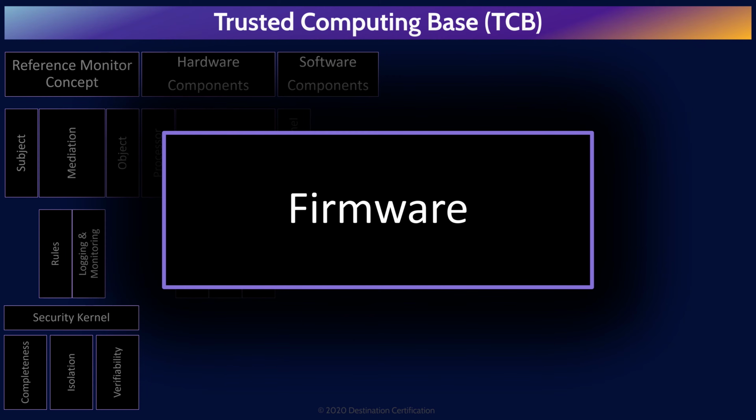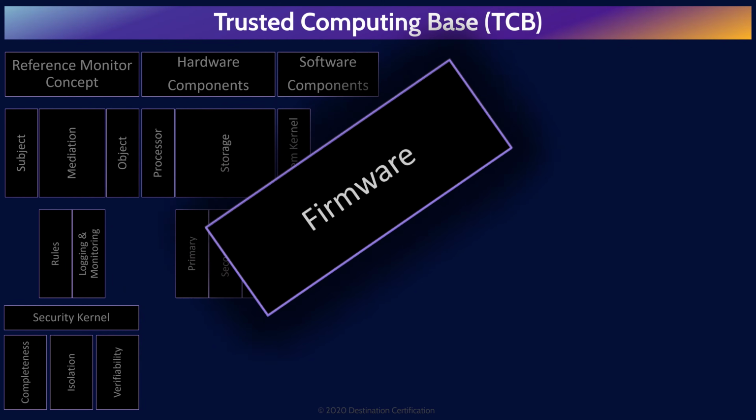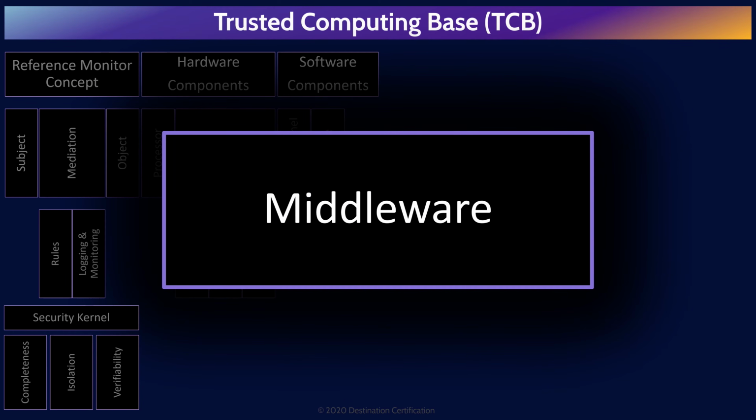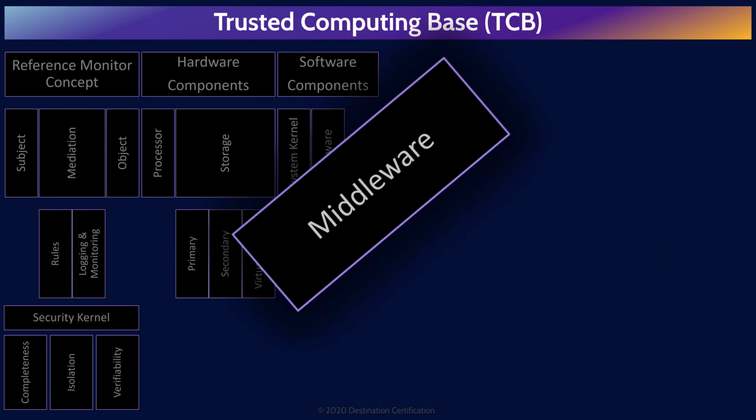Firmware is software that provides low-level control of the underlying hardware. Firmware is stored on the hardware, typically in non-volatile memory, such as ROM, read-only memory. Middleware is like software glue. Middleware acts as a translator between different incompatible applications, enabling interoperability and allowing incompatible applications to talk to each other by passing messages through the middleware, the translator.